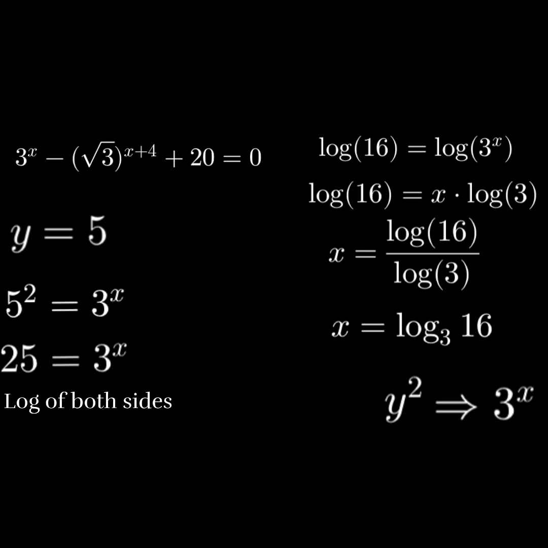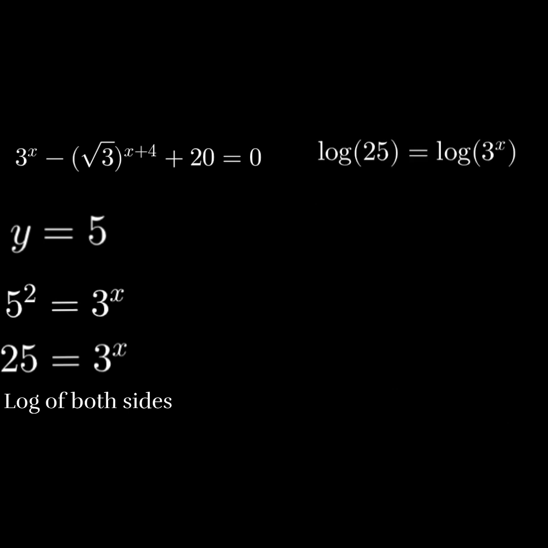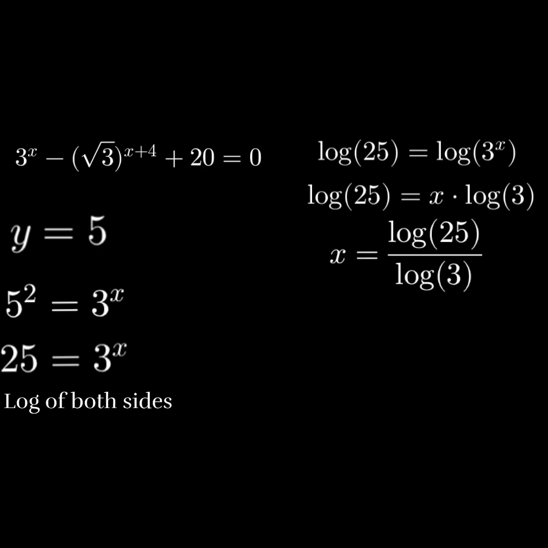Taking the logarithm of both sides, we have log 25 equals log 3 to the power of x. By applying the power law of logarithm, we now have log 25 equals x log 3. Making x the subject of the formula, we have x equals log 25 over log 3. Then in conclusion, we have x equals log 25 base 3.